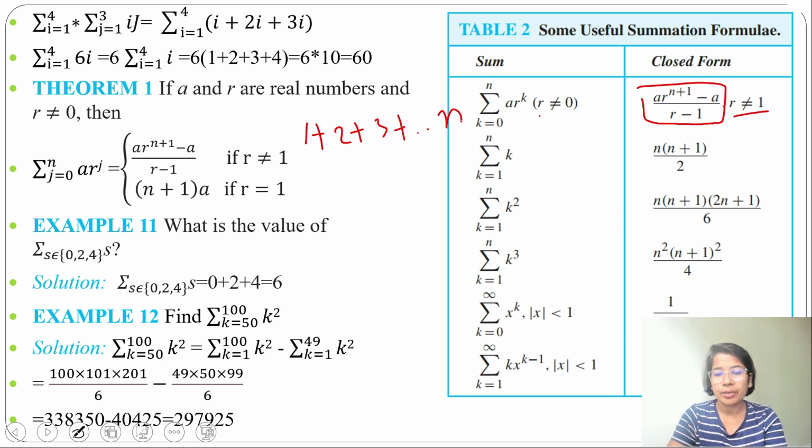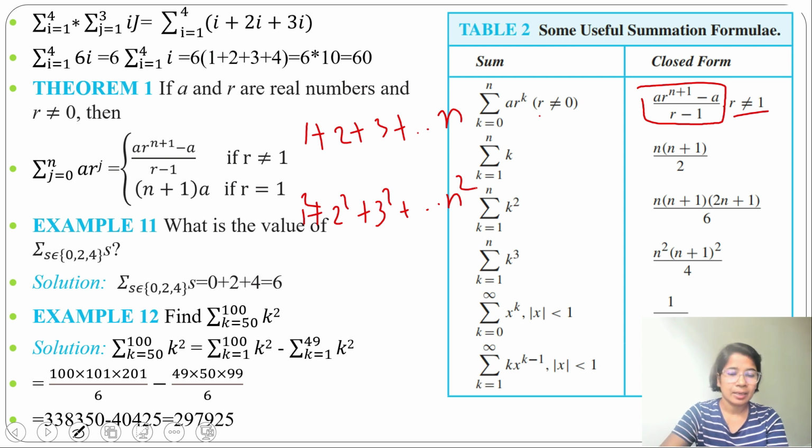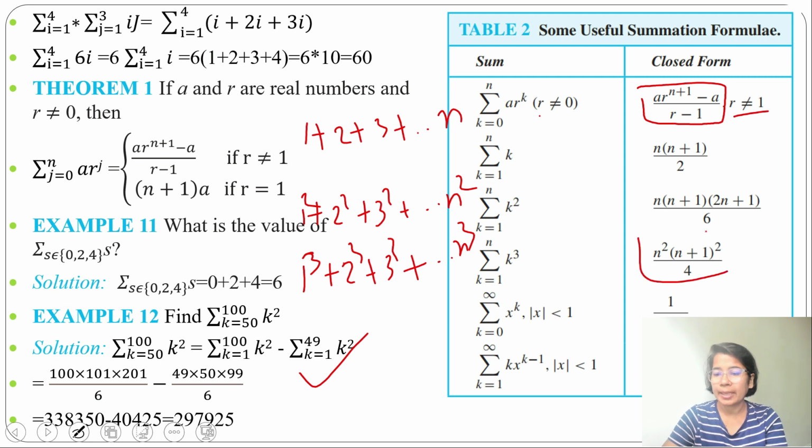Next, the sum of k equals 1 to n, k square. It's like 1 plus 2 square plus 3 square till n square. That formula is n multiplied by n plus 1 multiplied by 2n plus 1 divided by 6. Here we used this formula. Next, the sum of k equals 1 to n, k cube. It's like 1 cube plus 2 cube plus 3 cube till n cube. And here the formula is n square multiplied by n plus 1 square divided by 4.